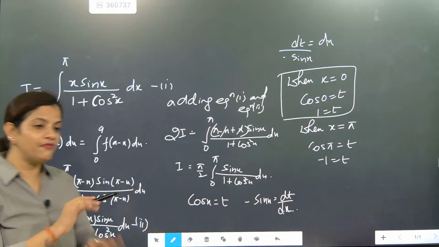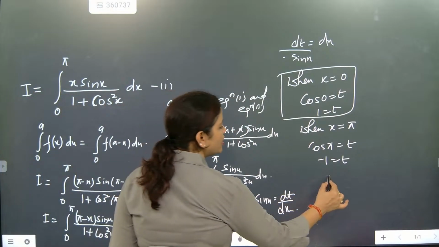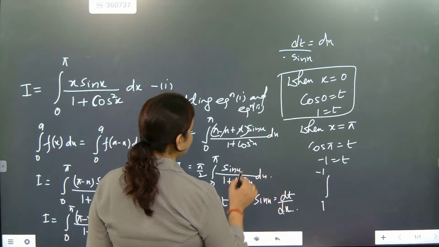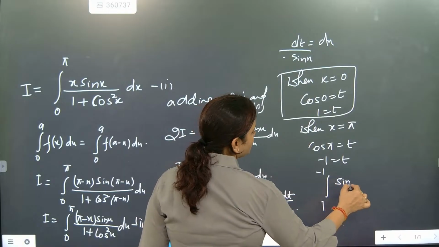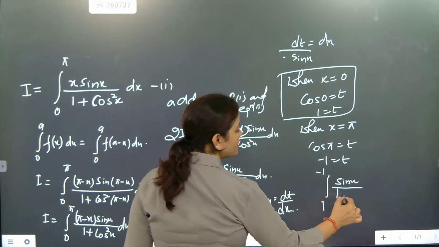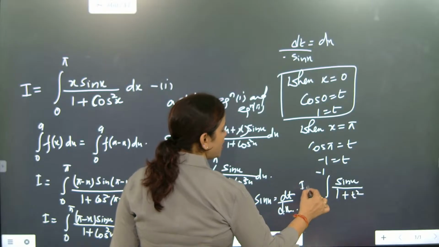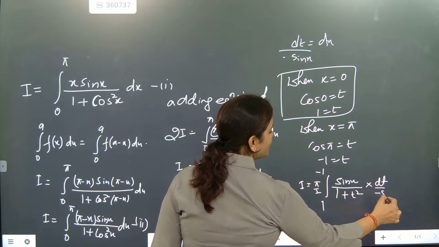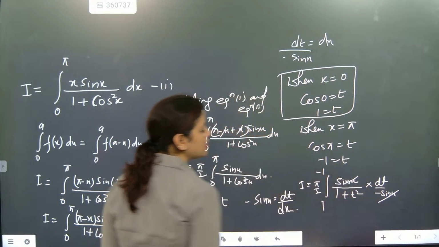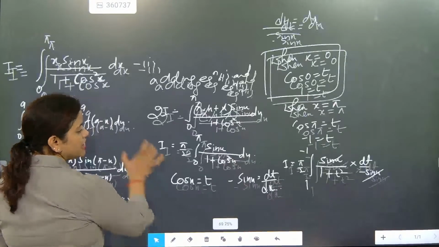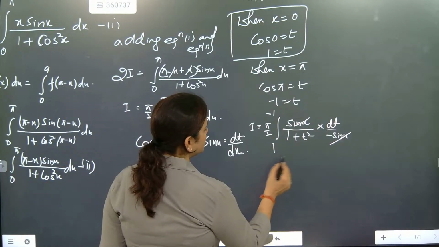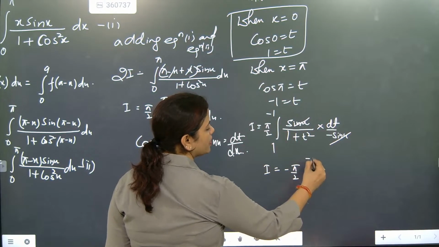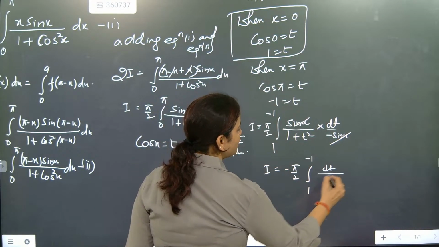So now everything is going to change. What is your lower limit? 1. What is your upper limit? Minus 1. What is exactly here? Sin x we will keep as it is because we have to digest this one. Now this part is coming as 1 plus t square. I is equal to pi by 2 and here it is coming as dt by minus sin x. Now this and this will get cancelled. Now only you have to change everything. Now look here. I is equal to minus pi by 2, upper limit 1, lower limit minus 1, dt by 1 plus t square.